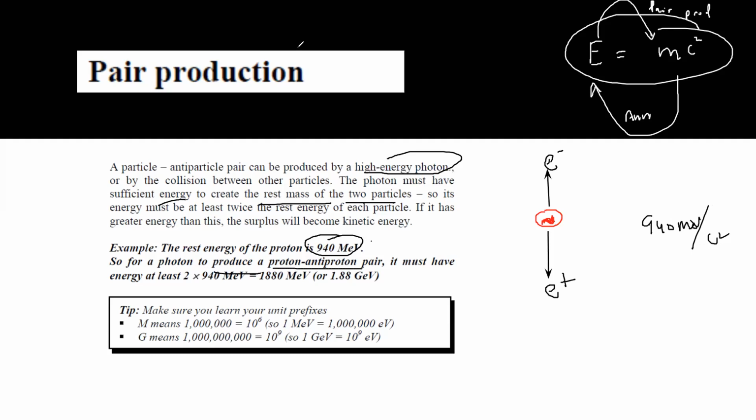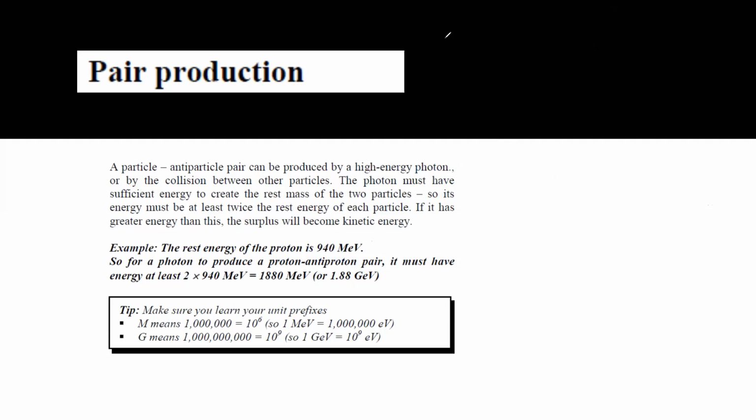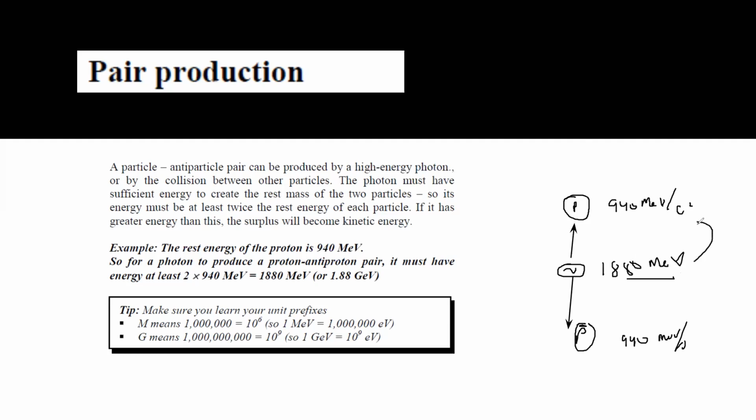So what should be the energy of this photon? Because it is producing a particle and antiparticle, if the rest mass for the proton is 940 mega electron volt per c square, and for the antiproton is also 940 mega electron volt per c square, how much energy does this photon carry, which is responsible for pair production? It should be the sum of the rest masses of the individual particle and antiparticle. So it will be 1880 mega electron volt. This energy will change into mass, and we call this pair production. Is the concept of pair production clear?